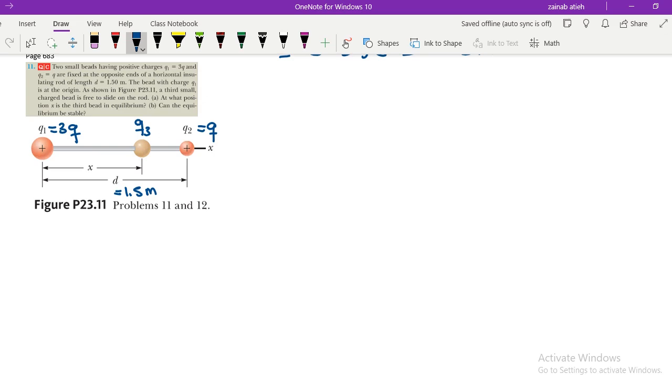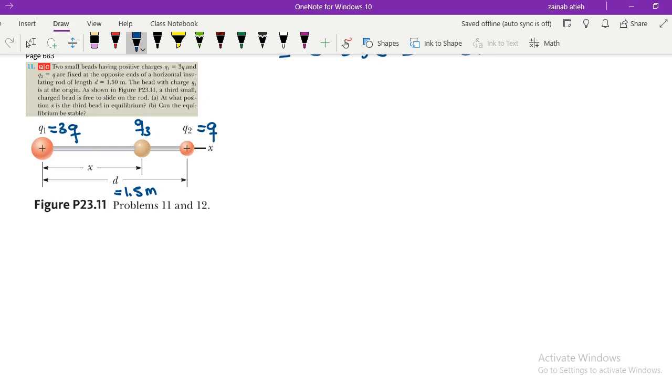In this problem, we have to find X if the third bead is in equilibrium. So Q3 is in equilibrium. I have to start from the point that Q3 is at equilibrium, so the sum of forces, or the force acting on Q3, is equal to 0.